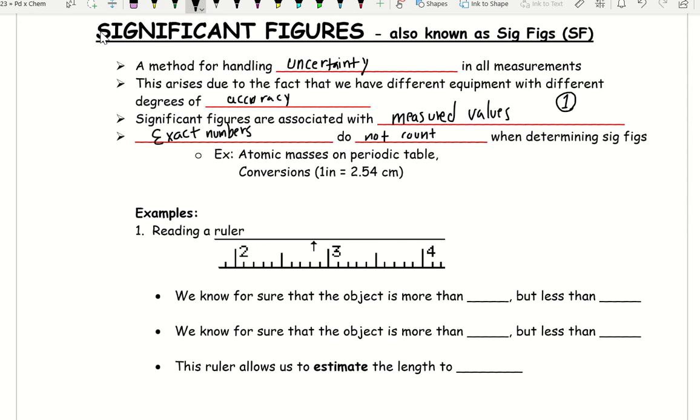So atomic mass in the periodic table, a conversion, if they tell you there's 2.54 centimeters in an inch, that's the conversion. And then there's no amount of sig figs in there. There's this exact amount.